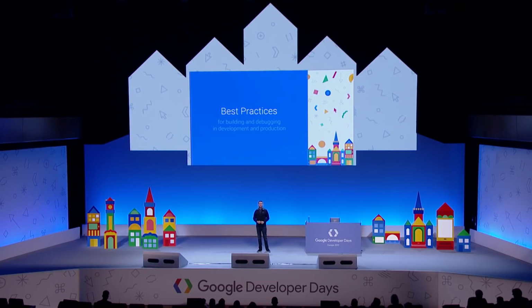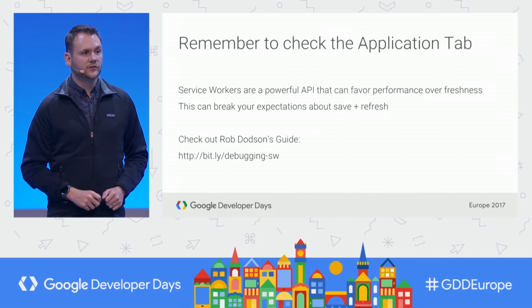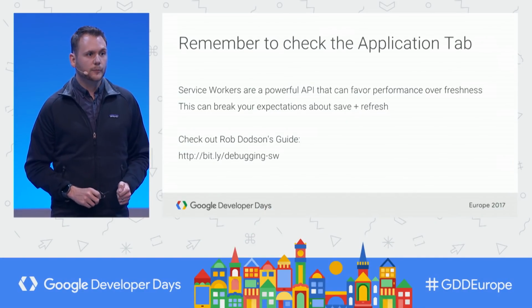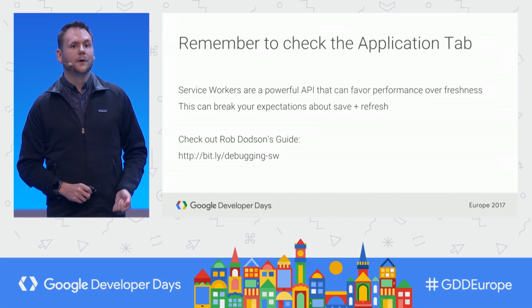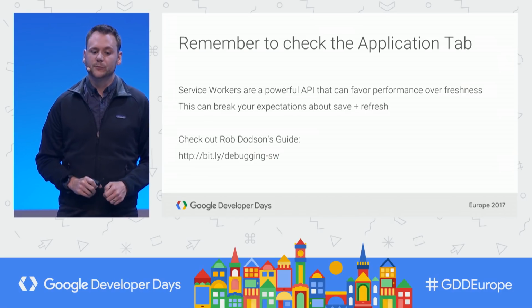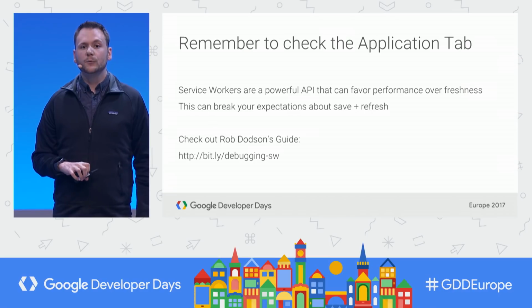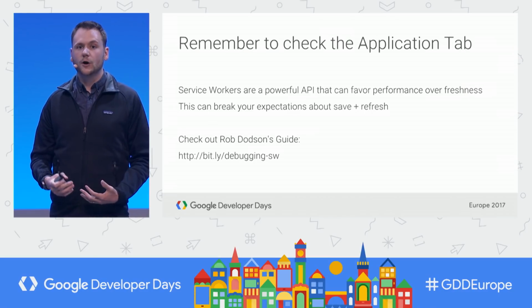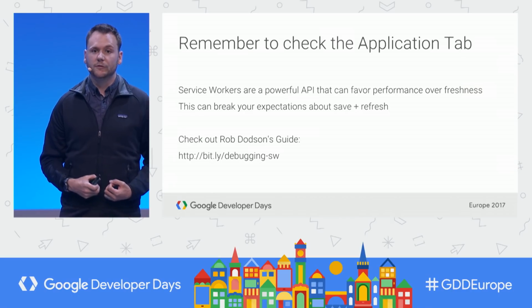Lastly, let's dive into best practices for building and debugging these things. Remember to check the Applications tab. I've heard stories of developers restarting their browsers, uninstalling Chrome, reformatting their machines because they can't understand why their application isn't refreshing. So service workers are a very powerful API, but because of the way that they can favor performance over freshness, it can actually break some of our expectations around the save and refresh cycle.